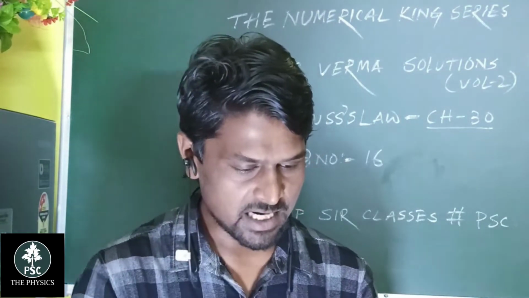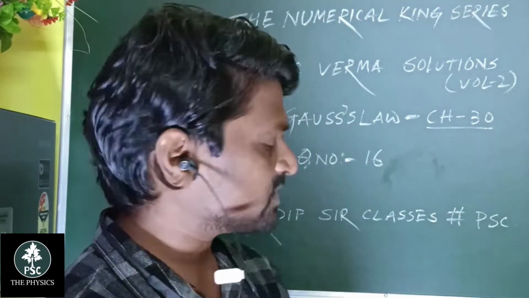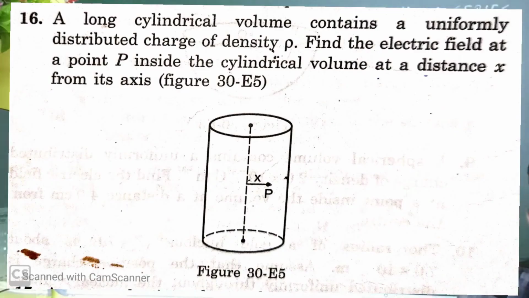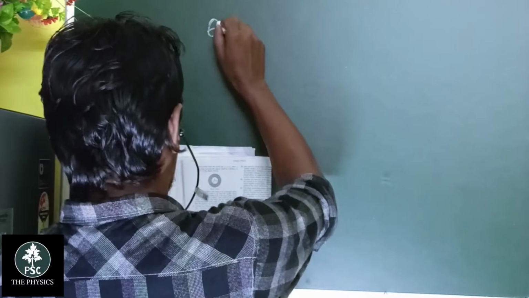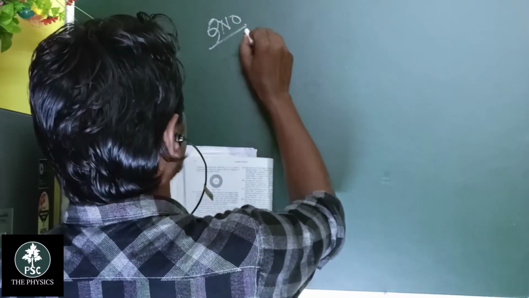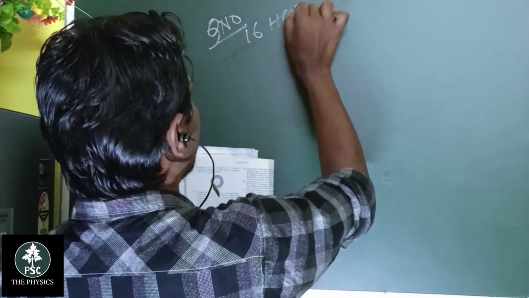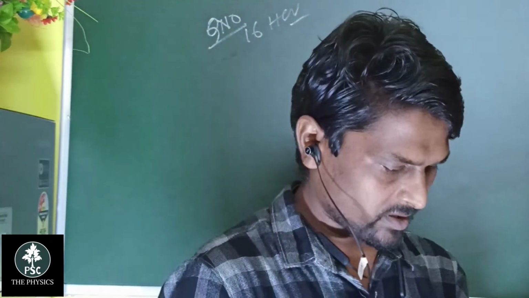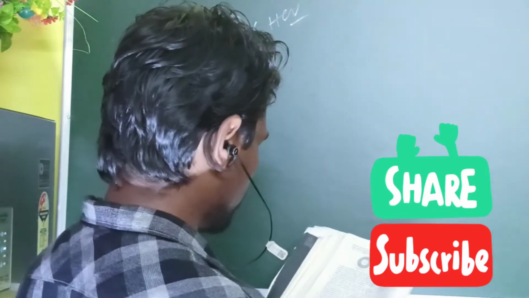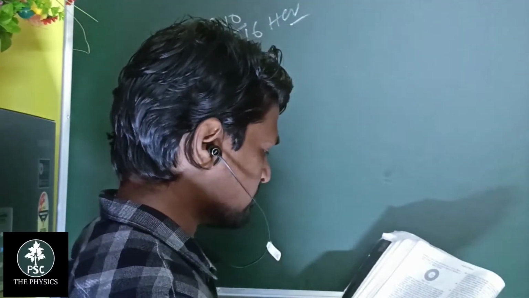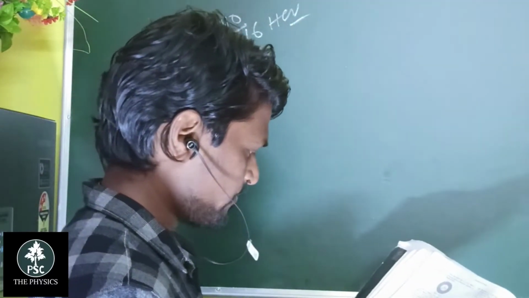Okay, so let's start with question number 16. Write down the question first, students, then try it and then come back. So this is question number 16 from AC Verma. The question is: a long cylindrical volume contains a uniformly distributed charge of density rho.